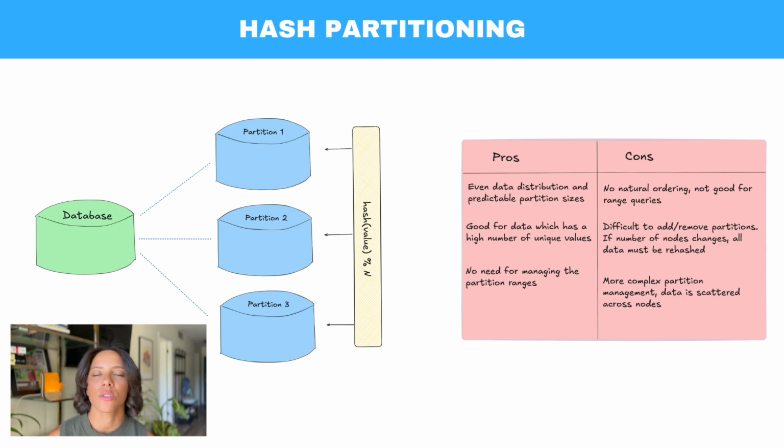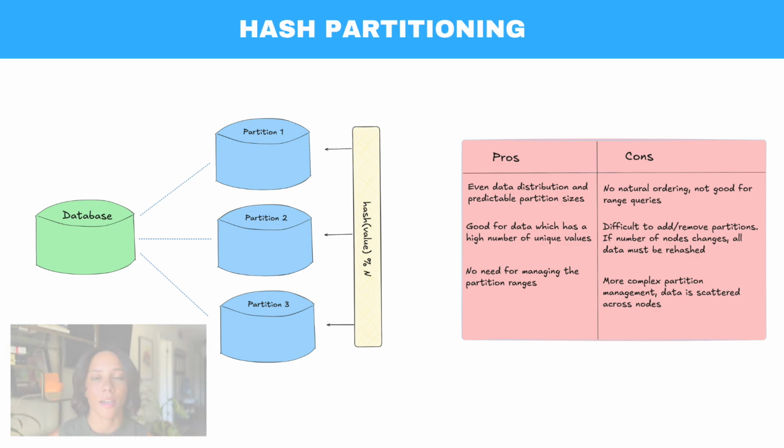Also, it's more difficult to add and remove partitions. If we want to add and remove partitions and the number of nodes changes, we have to rehash all the keys. In a system that is highly scalable, it's common that we're going to have to add nodes. And rehashing all the keys is not realistic, and this is where our next partitioning strategy comes into play.